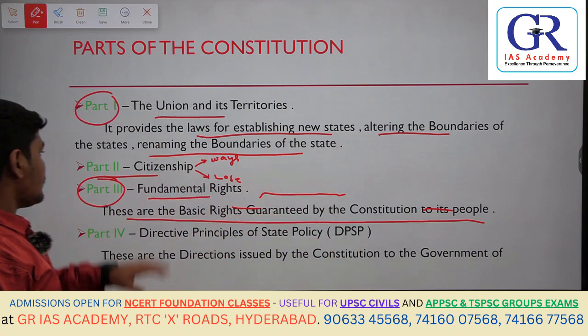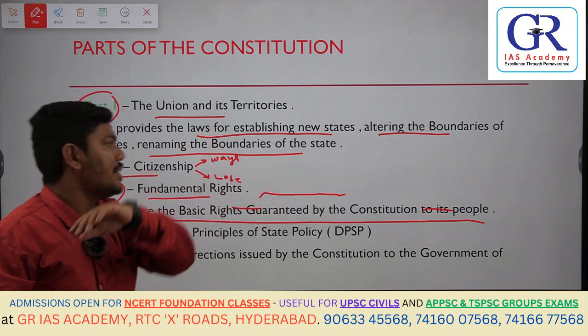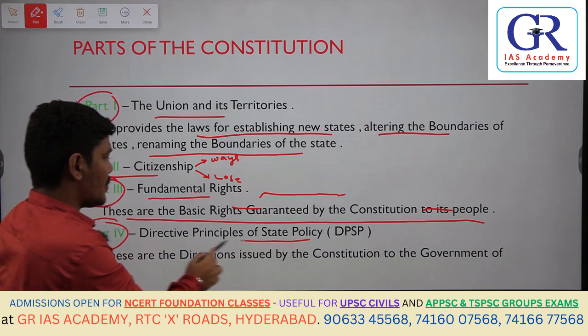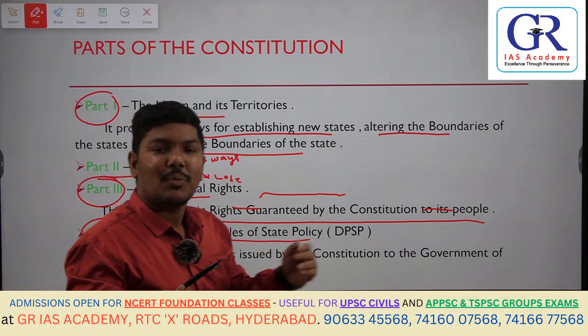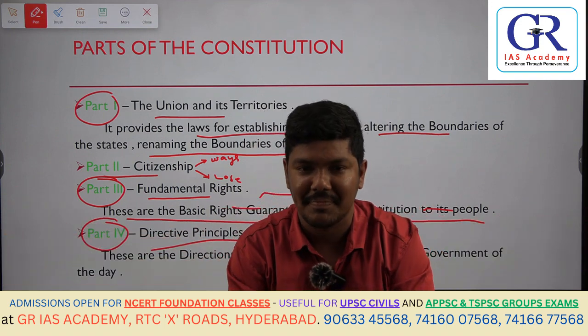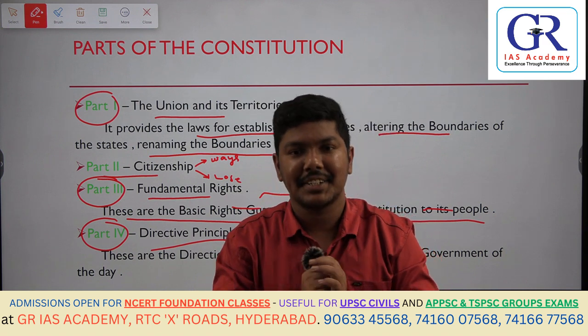Done. So Part 3 is basically fundamental rights. These are the basic rights guaranteed by the Constitution to the people. And then comes something called Part 4, directive principles of state policy. What are all these? The so-called directive principles of state policy. In a simple nutshell, let me tell you, these are actually directions.